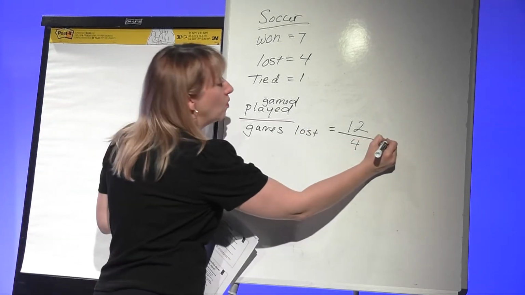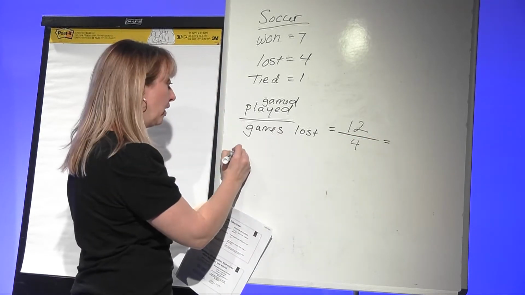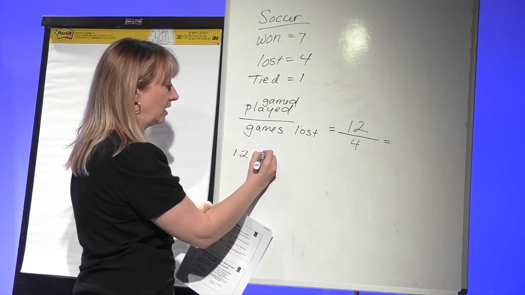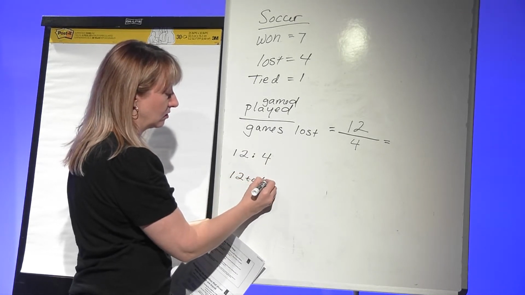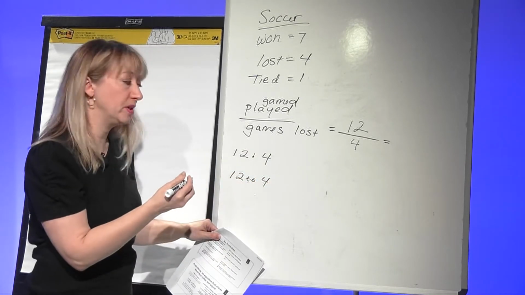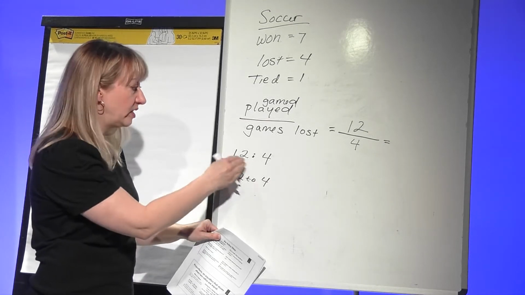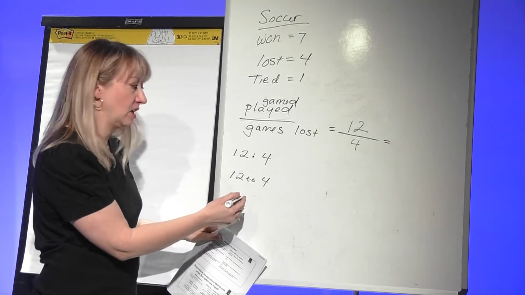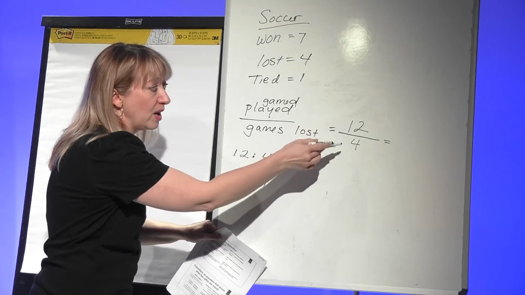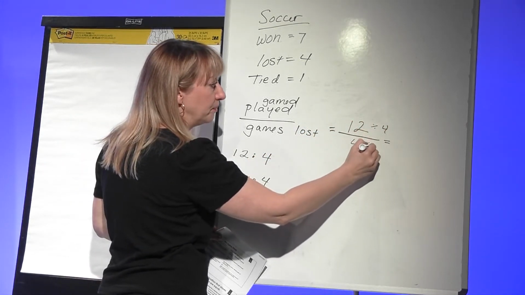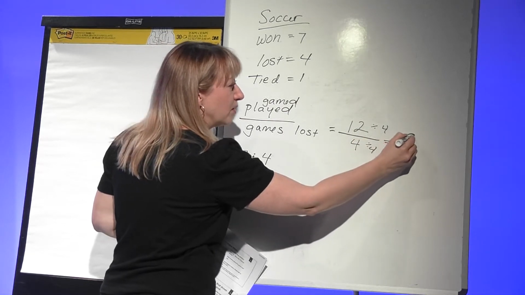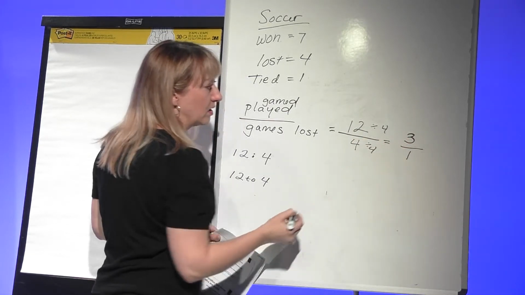Now, whether it's written as a fraction or if it's written like this, you are going to have to reduce it. Even though this isn't written as a fraction, you're still going to reduce it. So I would divide both by 4 because both numbers are divisible by 4. So I would get 3 to 1.